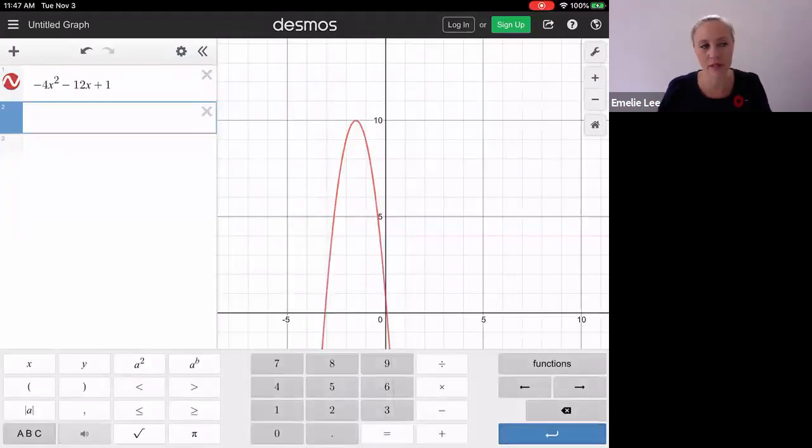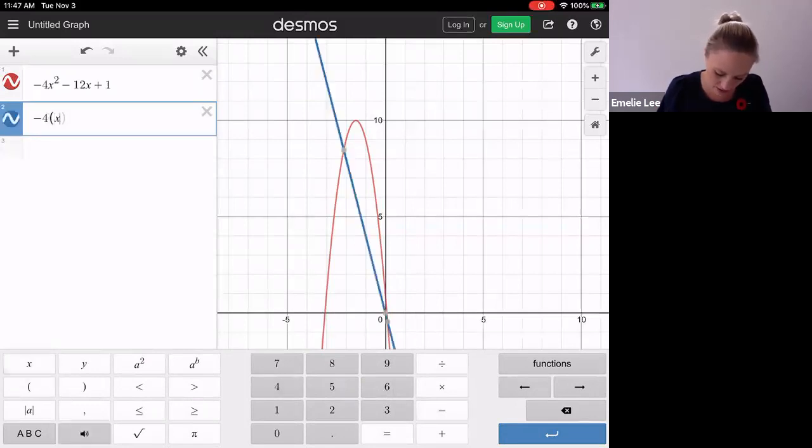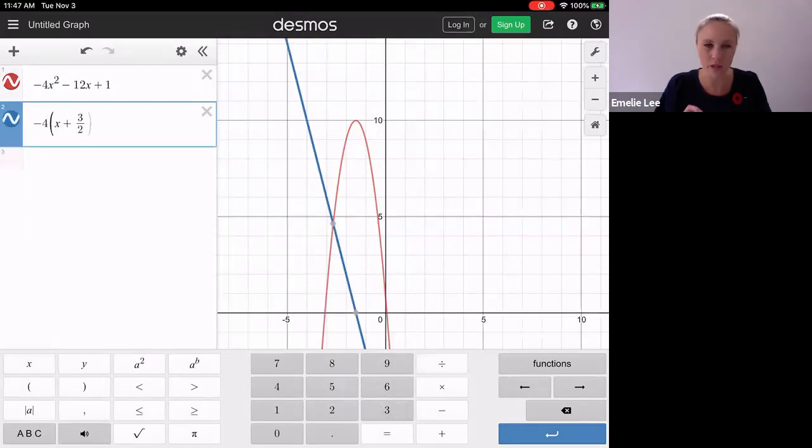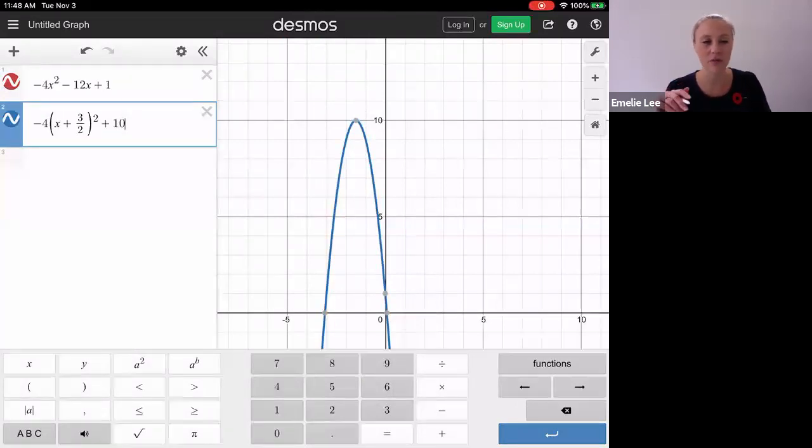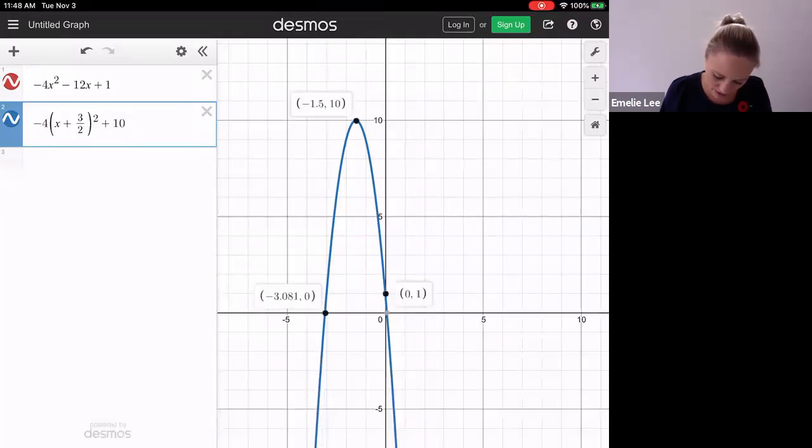And just to confirm that we get the same graph when we do the standard form, -4 times x plus 3 divided by 2. When you do that x plus 3 over 2, you want to make sure that your x isn't also being divided by 2. Then step that out and finish the brackets to the power of 2 plus 10. All of a sudden, looks like we have the same graph. So we're all good. And of course, we can check our vertex and our intercepts again. Nice.